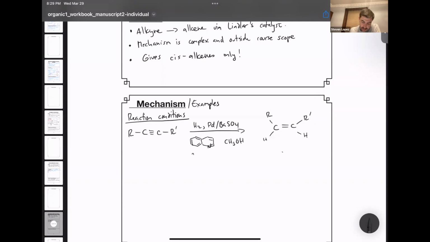Quinoline is this molecule shown here, where I've written the name right under it. Now, you don't need to memorize all of these different reagents. You can if you like, of course, but all of this together is known as Lindlar's catalyst, and H2, hydrogen, is the active chemical species.